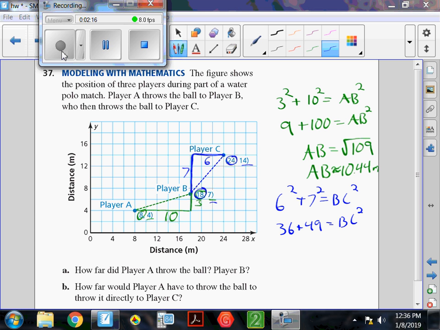36 plus 49 is equal to 85. So BC is equal to the square root of 85. That doesn't simplify, but it's approximately 9.22.